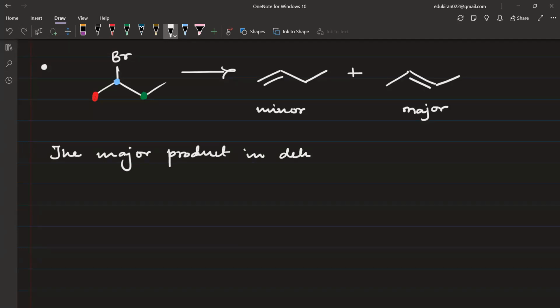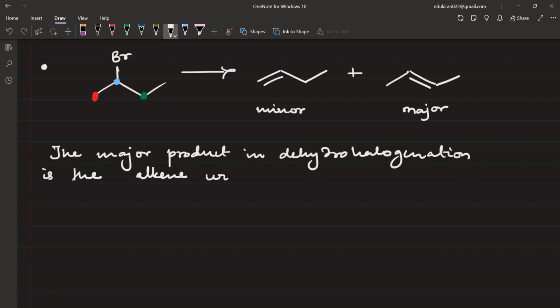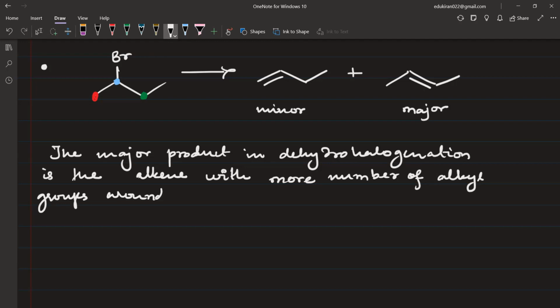in dehydrohalogenation is the alkene with more number of alkyl groups around C double bond C. ठीक है, around C double bond C. Please write this.